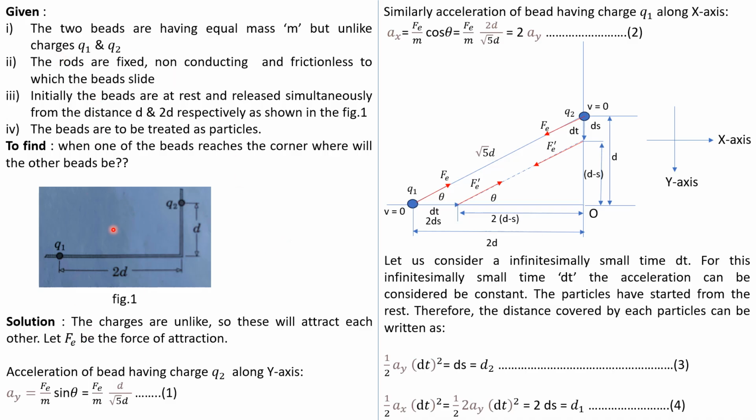Since the charges are unlike, they will attract each other. So let us say that force to be F subscript E, as shown in this diagram. At this location, velocity of particle 1 was 0. Here also particle velocity was 0 because in the question given, these two charged particles are released from rest simultaneously.